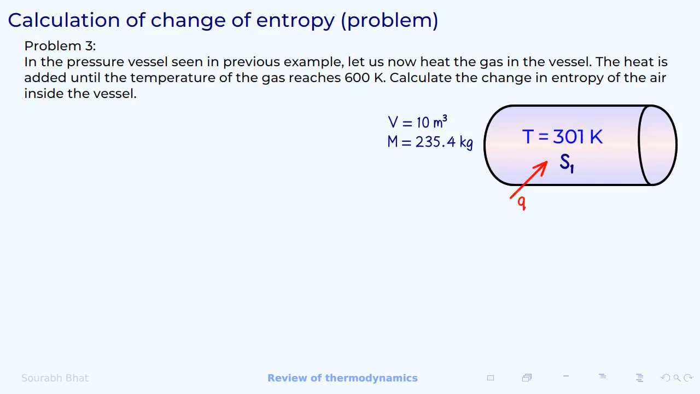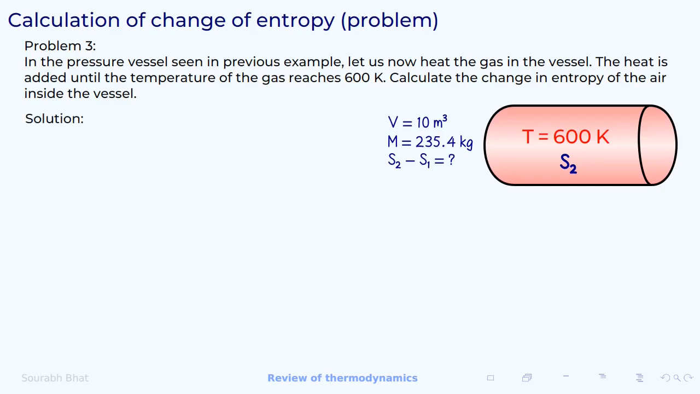As heat is added to the air in the vessel, the temperature of air increases from 300 Kelvin to 600 Kelvin, and the entropy of the air changes from S1 to S2. We need to compute the change in entropy as the air transitions from state 1 to state 2.